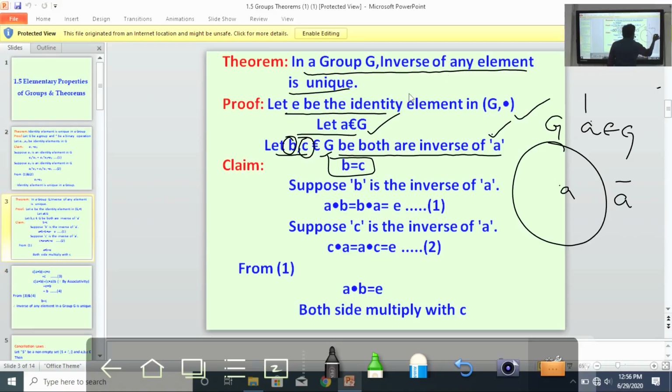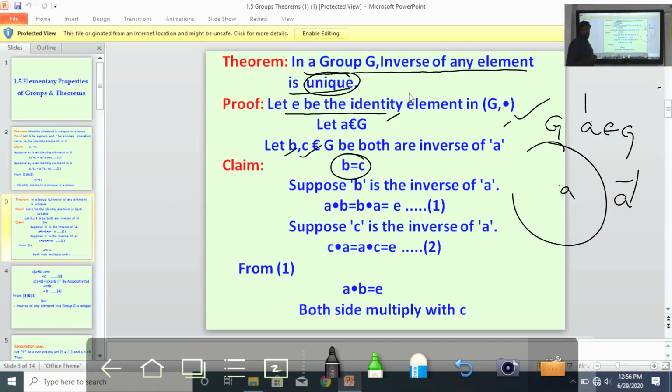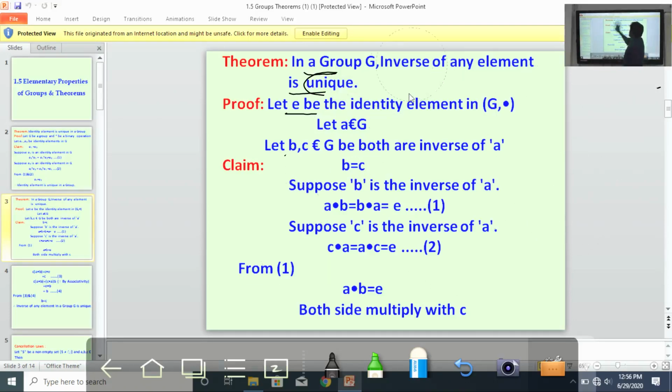We have to find the inverse of A. So what is the inverse of A? Unique. Now we show that the inverse of A is unique. But I take B is the inverse of A, C is also the inverse of A. Now we show that B equal to C. Then the inverse of any element is unique.